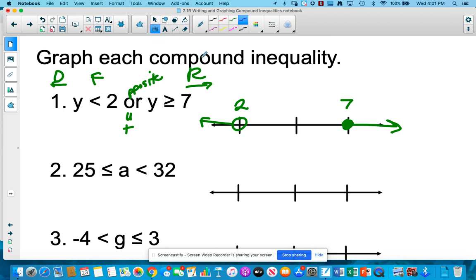All right, so let's look at the second one. This is an and statement because they are together. A is less than 32 and greater than or equal to 25. So I'm going to put my smaller number on the left, bigger number on the right. With the 32, it is less than, so it's an open circle. With the 25, it is greater than or equal to, so it's going to be a closed circle. And it's an and statement because they are together, so I'm shading inside. So A is less than 32 and greater than or equal to 25.